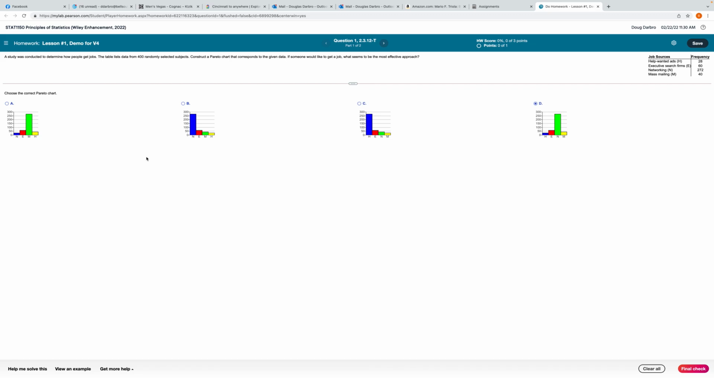A little bit more. Well, let's read the problem. A study was conducted to determine how people get jobs. The table lists data from 400 randomly selected subjects. Randomly selected tells me that I can put some faith into the results. Construct a Pareto chart that corresponds to the given data.